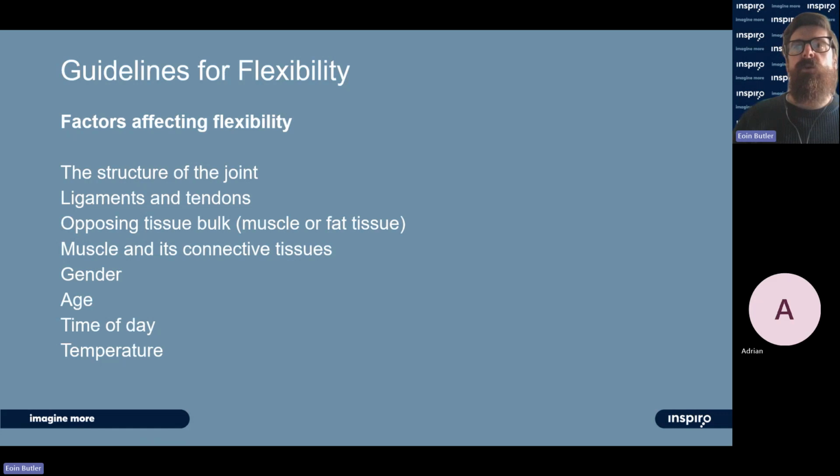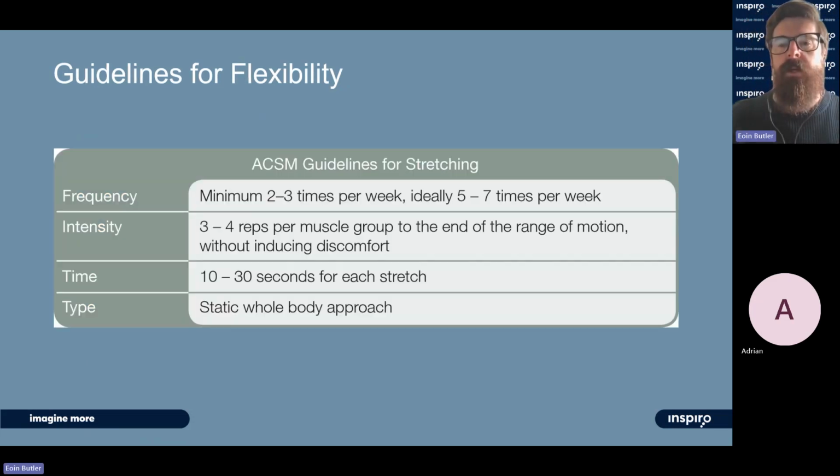Time of day, so more flexible later in the day than you are first thing in the morning, because you're moving around during the day and warming up the joints. And then the temperature, as we said, so the warmer you are, the more flexible you'll be. So our guidelines for flexibility training are minimum 2 to 3 times per week, ideally 5 to 7 times per week. Intensity 3 to 4 reps per muscle group to the end of the range of motion without inducing discomfort. So we need to feel the stretch and not pain.